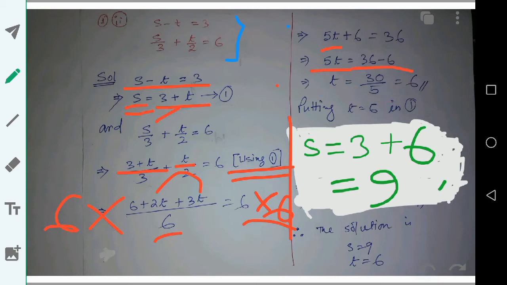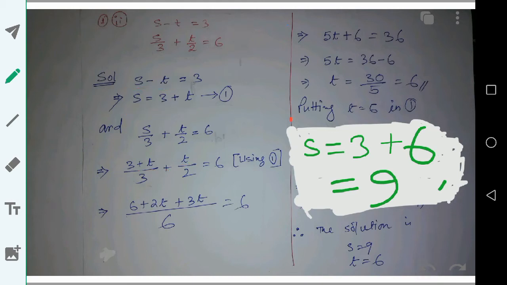Now use this value of t in equation number 1. If you replace this t by 6, then we will get s is equal to 3 plus 6, which is equal to 9. Therefore the required solution is s is equal to 9, t is equal to 6. You can pause the video to note this solution. Let me clean this page first.